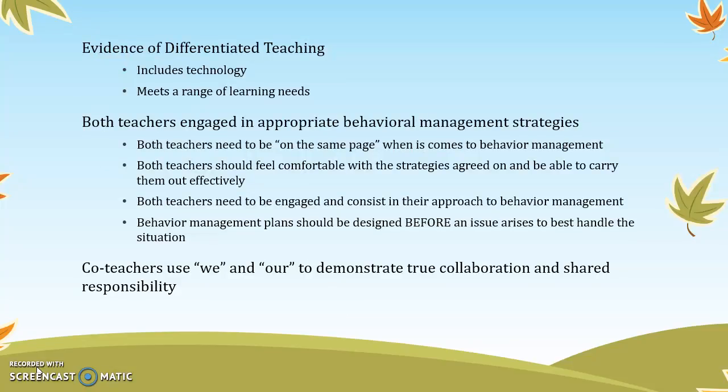Evidence of differentiated teaching might look like including technology, but it definitely looks like meeting a large range of learning needs and making sure you tailor to all of the needs of all the students in the best way that you can. Both teachers should be engaged in appropriate behavioral management strategies, meaning they should be on the same page when it comes to behavior management. They should feel comfortable with carrying out the strategies that they've agreed to carry out. They need to be engaged and consistent in their approach, and also have designed a behavior management plan before any issues may arise in the actual classroom.